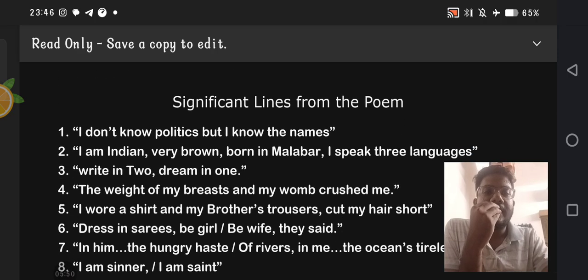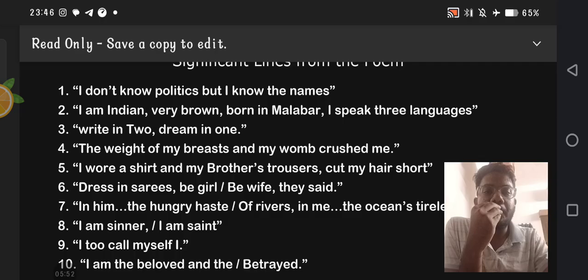Then let's see the significant lines from the poem. "I don't know politics, but I know the names." So this line reflects how women were subjugated from taking a career in any mainstream area, and they were just constrained to their house. Then, "I'm Indian, very brown, born in Malabar, I speak three languages."